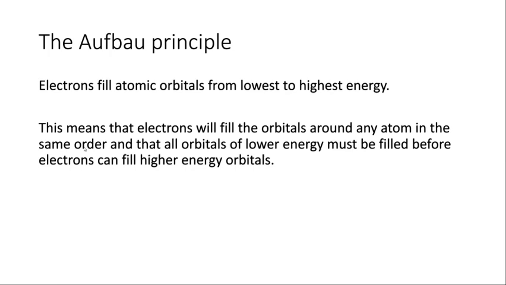So, the Aufbau principle. This states that electrons will fill atomic orbitals from lowest to highest energy. And what this means is that electrons will fill the orbitals around any atom in the same order, and that all orbitals of lower energy must be filled before electrons can fill higher energy orbitals, right? So that means energy levels will always fill in order 1, 2, 3, 4, etc.